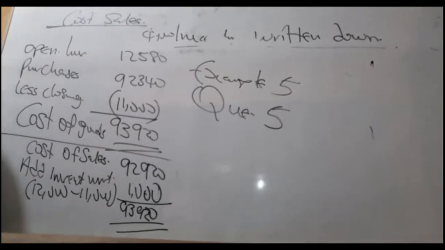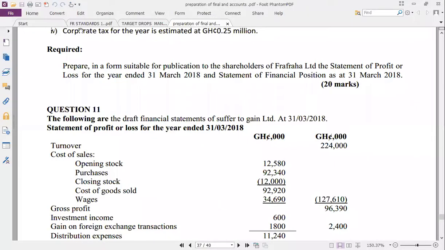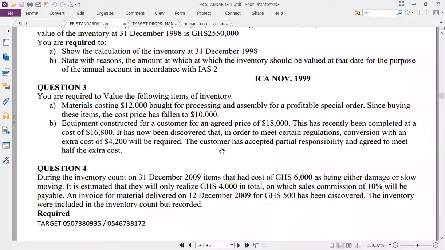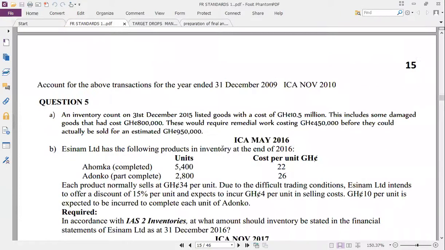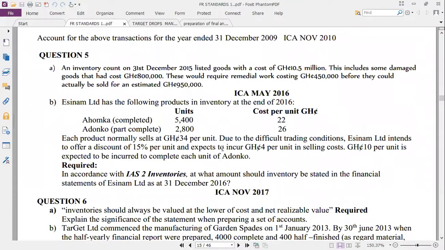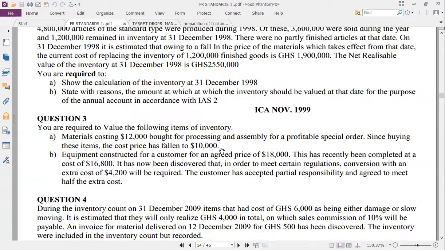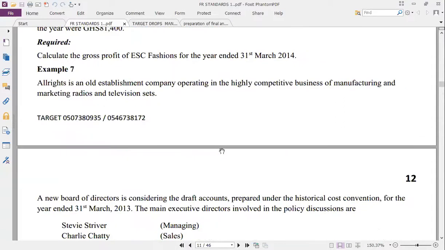So let me project again. So when you get a material, not this material, the standards. So question 5 is here. But I wish you can do question 4 too. No, the standards. Question 5. You are trying question 5 for me. That is ICA November 2017. Then you go to examples. So example 5 is yours. Everything 5, 5, 5.